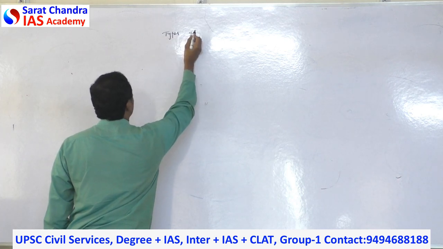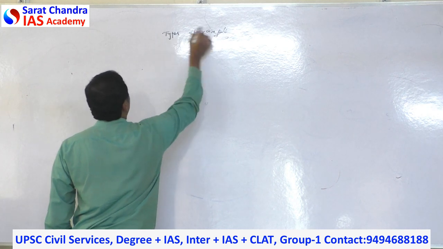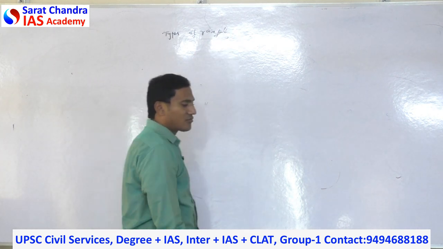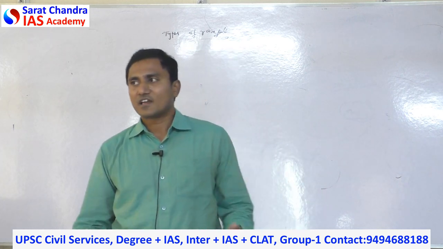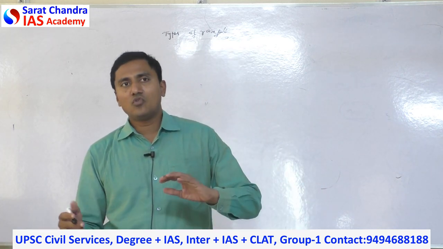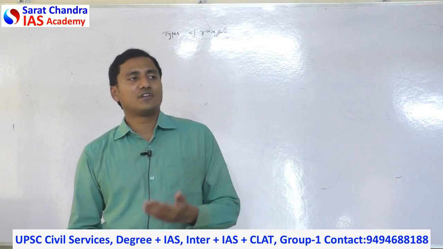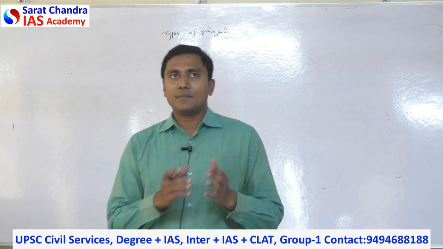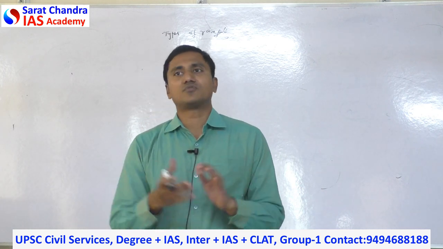Friends, coming to the types of rainfall that you observe globally. Basically, for any kind of rainfall, the first important factor is formation of clouds. Clouds have to form. How do the clouds form? That matters. Clouds form in different ways. Based on in what way clouds are forming, we will name the types of rainfall.